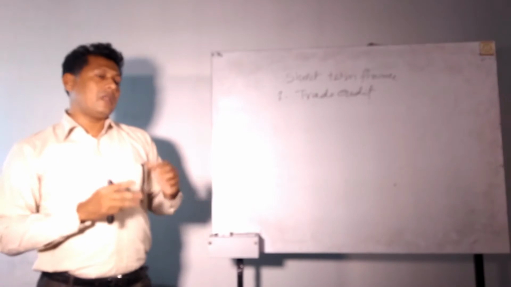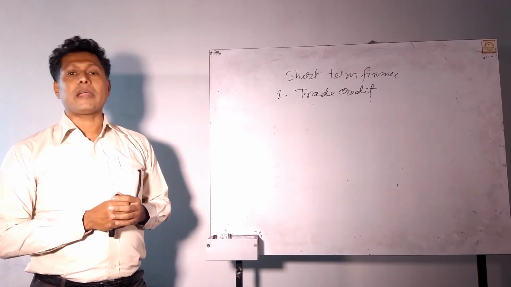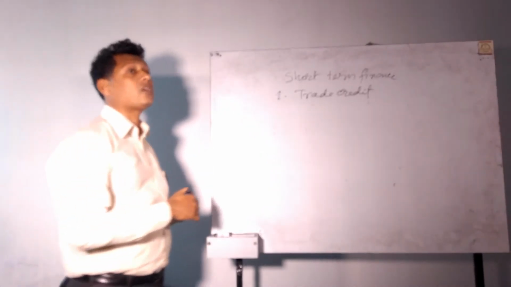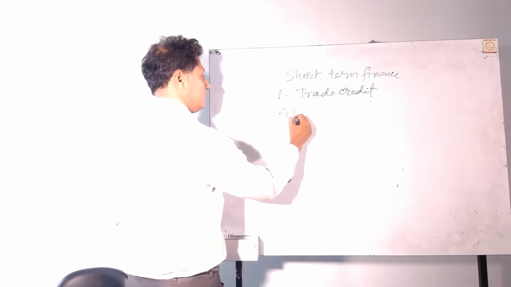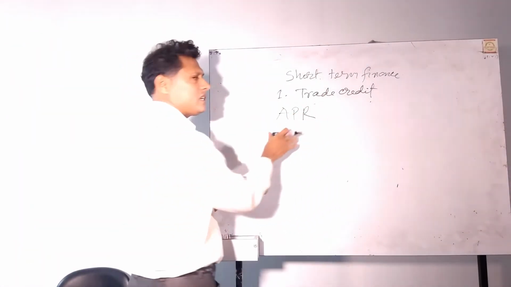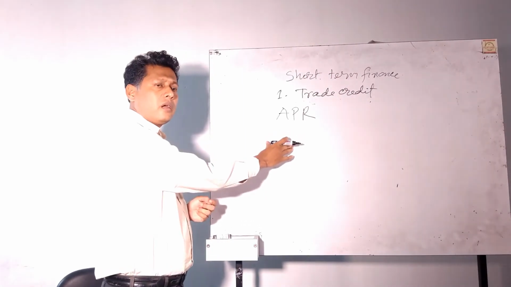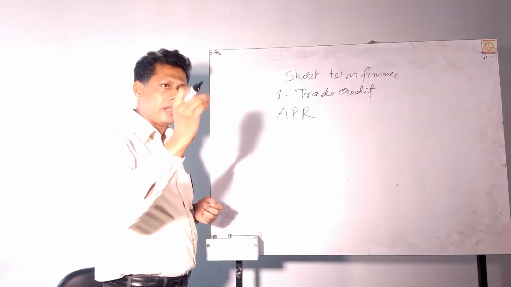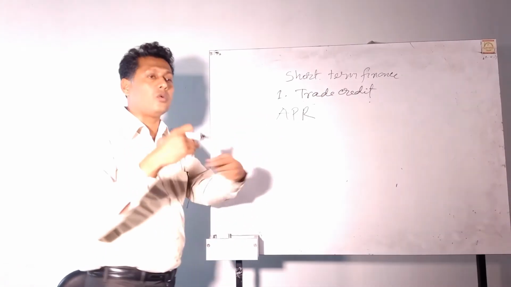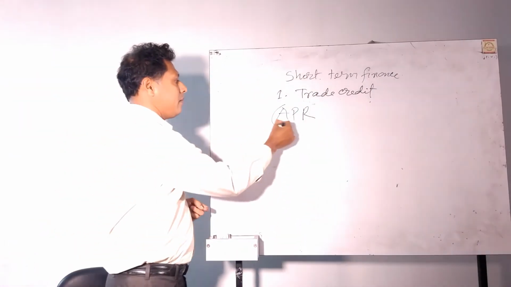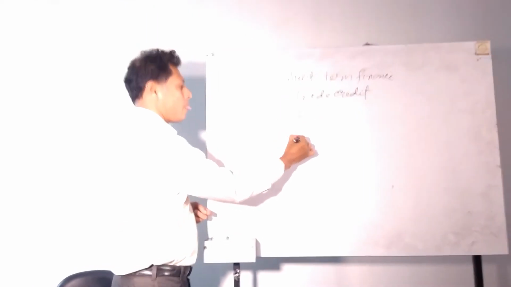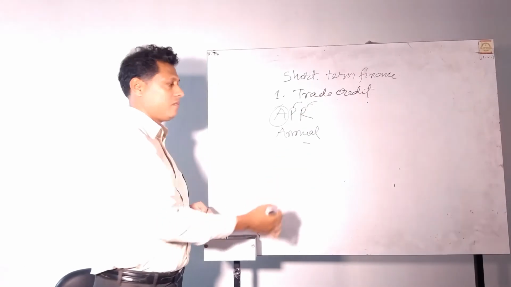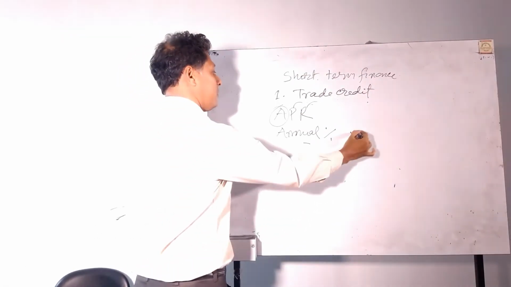In the problem, the examiner can ask you what the annual percentage rate is. The annual percentage rate is called APR. You see, this is the simple formation of the annual rate. When you pay the money within 20 days, you will get a 10% discount, so you have to convert it within a year. A means annual, annual means in a year. Percentage rate: P for percentage, R for rate.